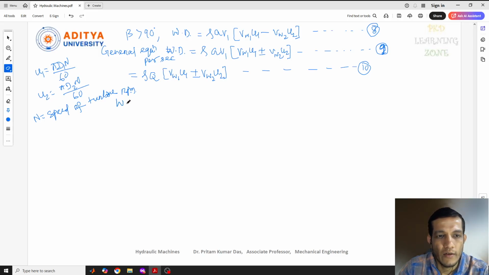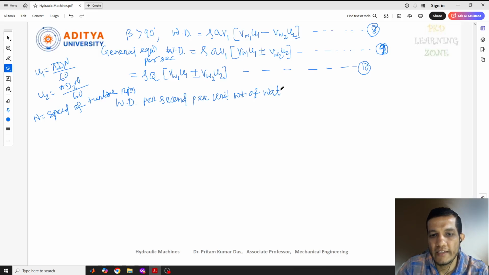Next one, if you want to calculate the work done per second per unit weight of water per second. Sometimes the questions will be given in the problem to find out in this terminology. So we can also calculate for this: work done per second per unit weight of water per second.